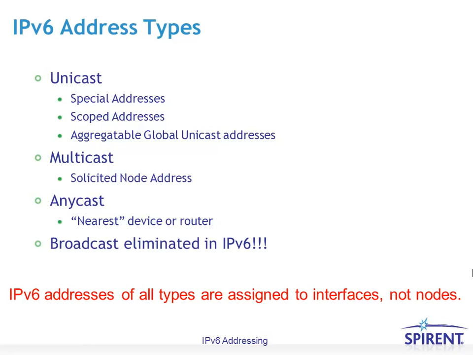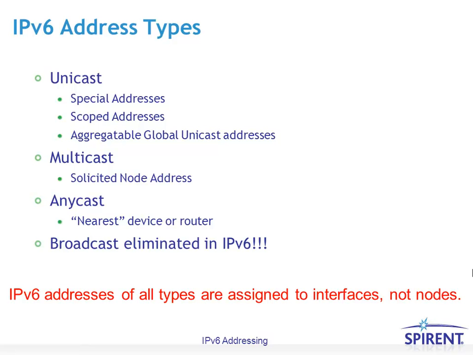There are different IPv6 address types. There's unicast, multicast, and anycast. Also, keep in mind that broadcast has been eliminated in IPv6. We'll talk more about how that's accomplished, especially when we get into the neighbor discovery portion of IPv6, because that's generally where IPv4 used broadcast to discover neighbors using ARP. In the unicast space, there are special addresses, which we'll talk about in some subsequent slides.